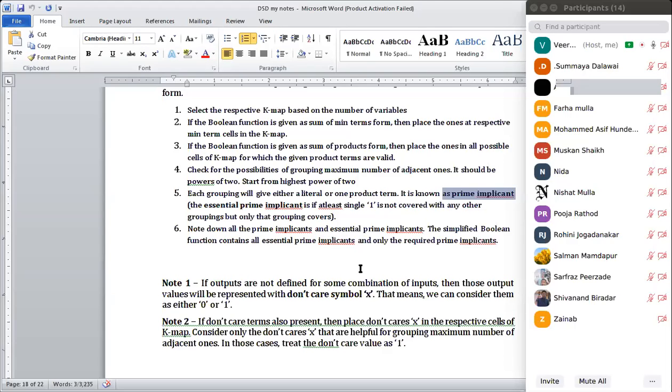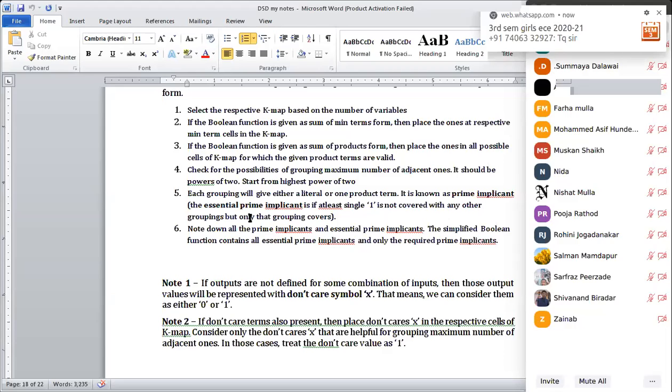Then the essential prime implicant is when at least a single one is not covered by any other grouping. That is, if a one is present but that single cell is not grouped with another cell, so only that one is remaining here. If it is not covered by any other group, then we call it an essential prime implicant. So two terms have come up here: one is prime implicant, another one is essential prime implicant.